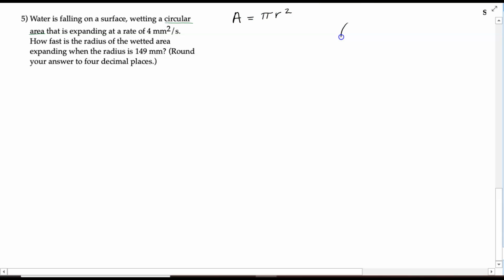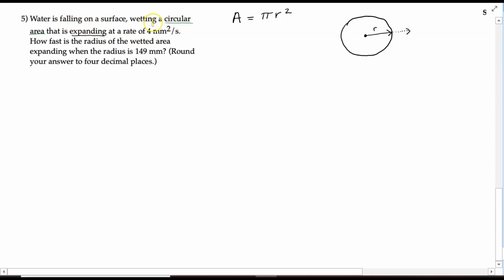All right, now I'm also going to draw a circle, and I know that my circle will have a radius r, and I'm actually going to draw it as an arrow out because remember, this is expanding. They told us it was expanding. All right, so they say the rate at which the area is expanding is 4 millimeters squared per second. So what did they just give us?